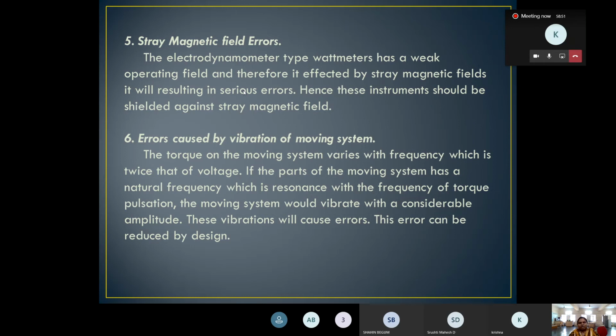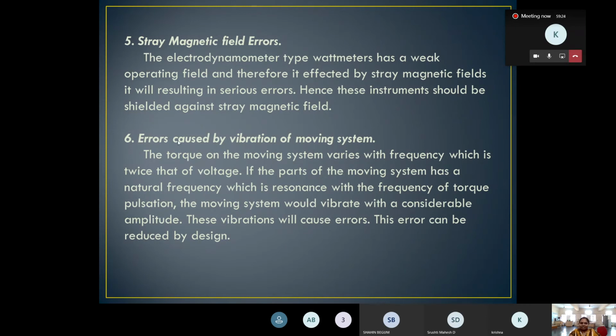Due to that, a stray magnetic field will exist, even if we use a standard one also; we can't avoid that. What we have to do is minimize it, nullify it. Hence, these instruments should be shielded. That's what we learned: shielded against stray magnetic field. I hope you understood this. How are we going to shield? We are going to use the Wagner connection. Based on that, we can avoid the stray magnetic effect for the circuit.